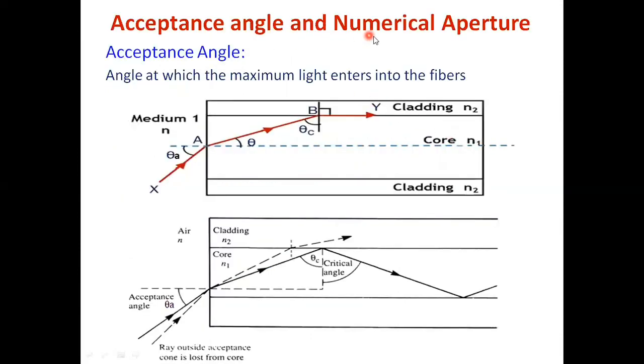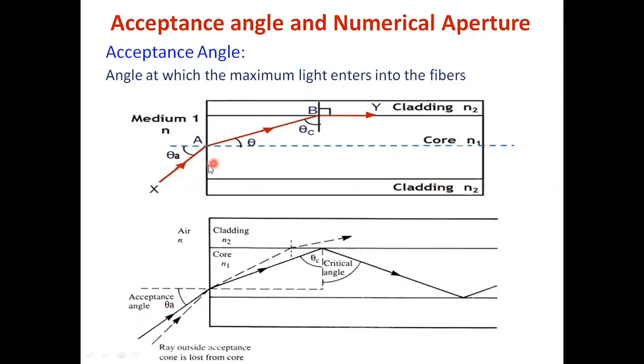Now let us go through the acceptance angle and numerical aperture of optical fiber. First, we should know what the acceptance angle is. It is the angle at which the maximum light enters into the fiber. That is, maximum light enters into the optical fiber at a particular angle. That is known as the acceptance angle, which is denoted by theta A, as shown in the diagram.